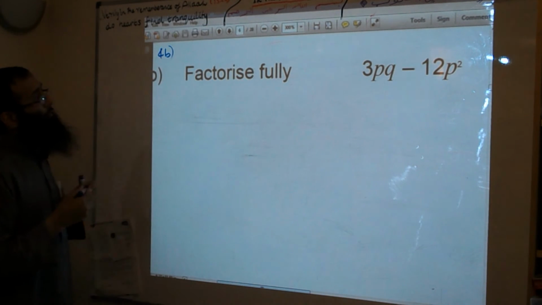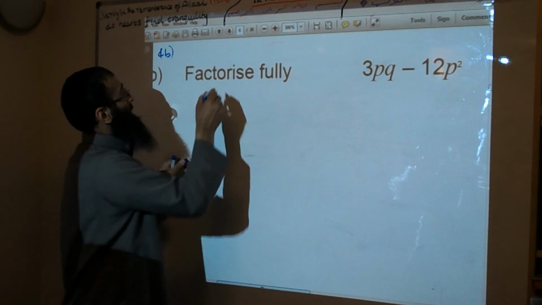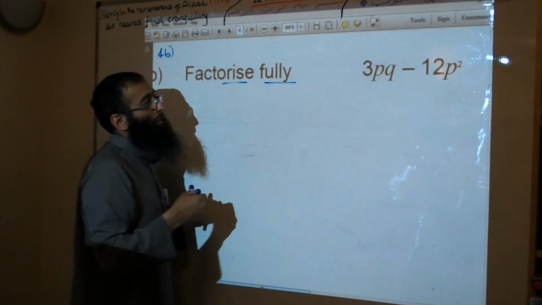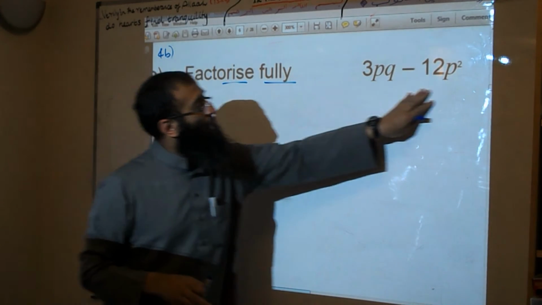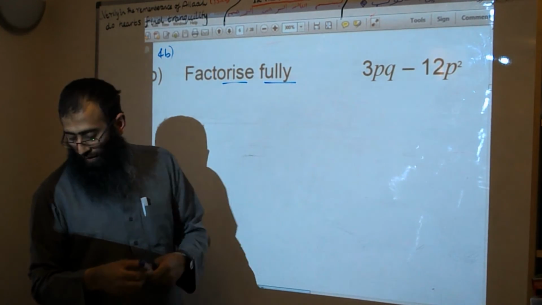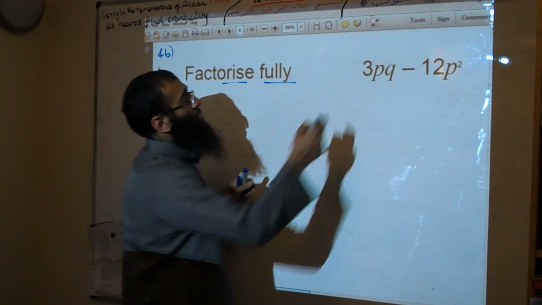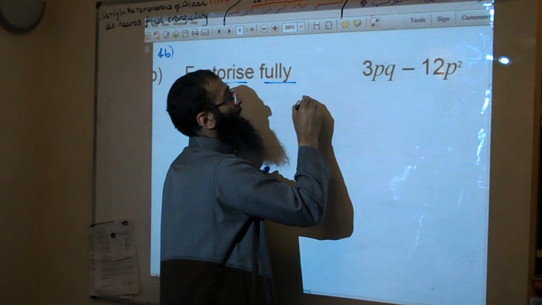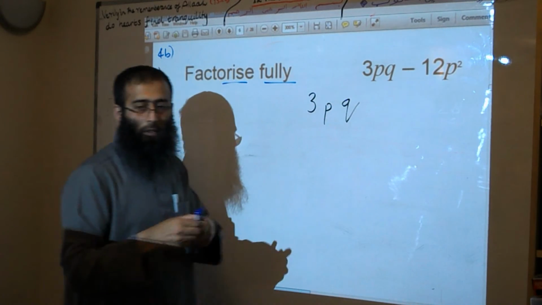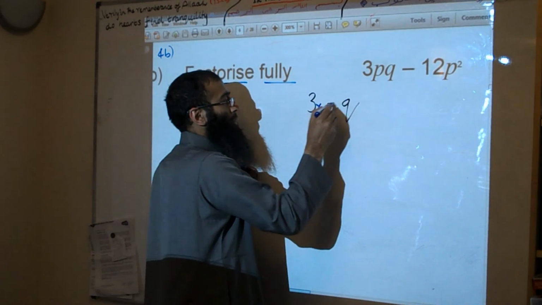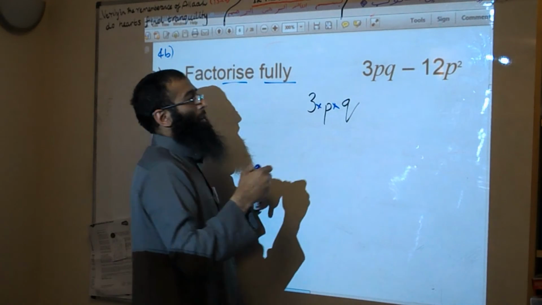Question 4b. Factorize fully. Now, we're going to do the same way. We're going to split these letters and numbers up into all the factors. So 3pq is the same as saying 3 times by p times by q. And this time I'm going to write it in blue. Okay. Minus.